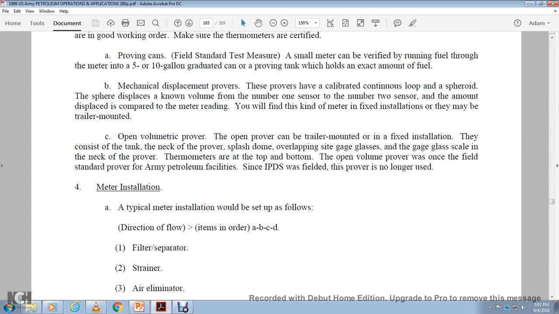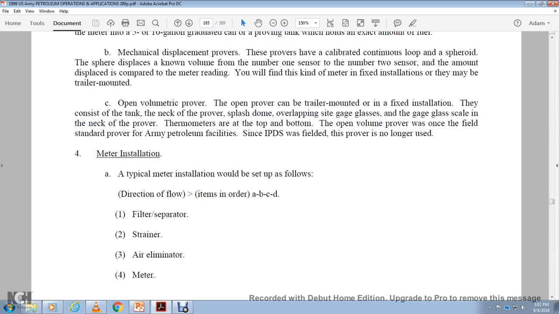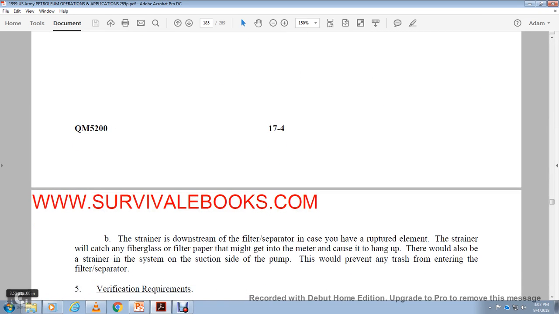Alright, meter installation. Typical meter installation would be set up as follows. The direction of flow is from the first item to the last, in order A, B, C, and D: filter, strainer, air eliminator, meter. The strainer is downstream of the filter separator in case of a ruptured element.